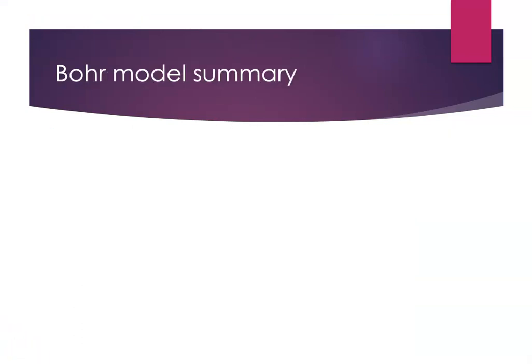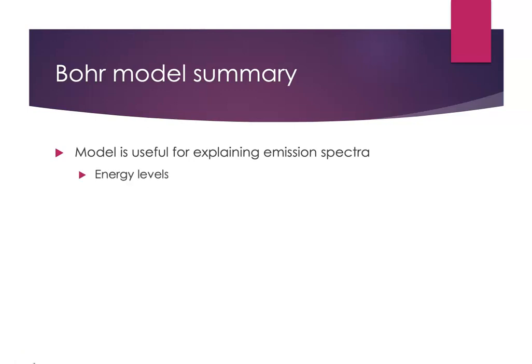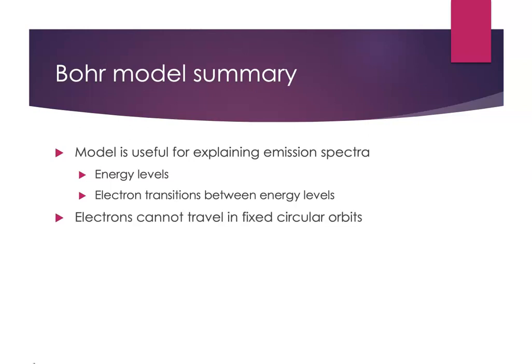For a lot of people, the Bohr model is their mental image of what an atom looks like, that planetary model, the nucleus in the center, electrons orbiting outside. It's very useful for explaining emission spectra, and that's why we still teach it, even though it's no longer the accepted model. It gives us this idea of energy levels, allows us to explain the emission spectra in terms of electron transitions from a higher energy level to a lower energy level, from an excited state to a ground state. But the electrons cannot travel in fixed circular orbits. That idea just doesn't hold up, and that led to further developments in atomic theory.